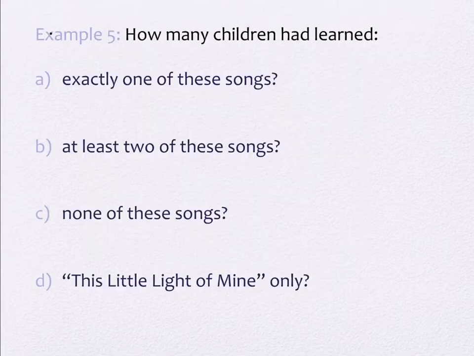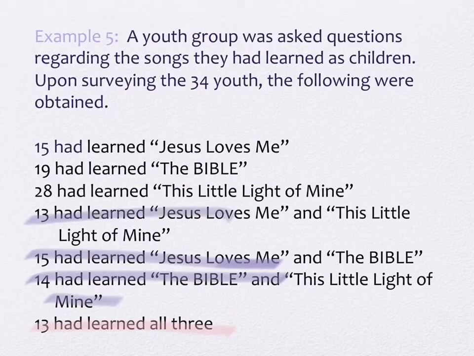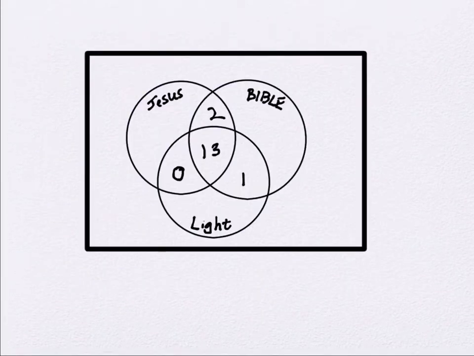Very good. All right, so we've taken care of all of the duplicating numbers, right? The ones that say this and this. If I keep working my way up, the next one actually says 28 had learned This Little Light of Mine. So this little light of mine is my bottom circle, down here. And this tells me that this whole circle has to add up to or equal 28. How many are currently in my circle? 14. So how many are missing? 14. So I will have a 14 in the outer part of this little light.